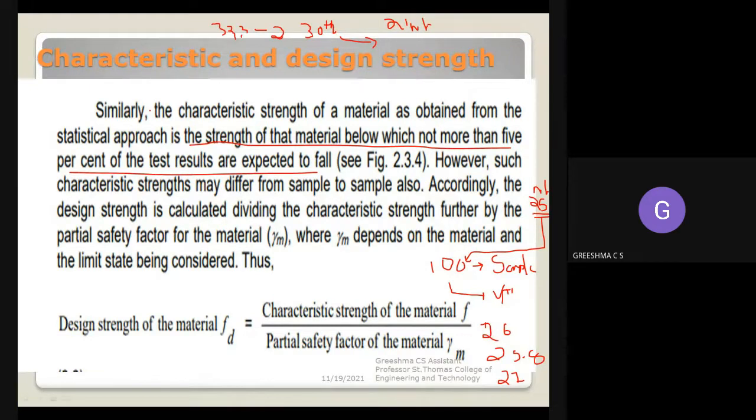Before we start a concrete, what will you do? You will test the concrete cubes. Okay, for example, forget about the 100 samples. We are taking just 10 samples.